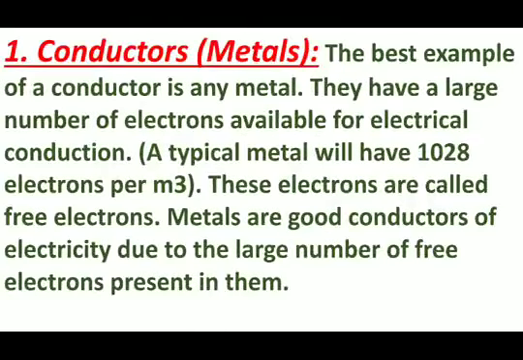So let's have a definition of all these three. First of all, conductors, which are also called metals. The best example of a conductor is any metal. They have a large number of electrons available for electrical conduction. A typical metal will have 10 raised to 28 electrons per cubic meter. These electrons are called free electrons. Metals are good conductors of electricity due to the large number of free electrons present in them. This is the basic definition of the conductor. We will discuss this later on.